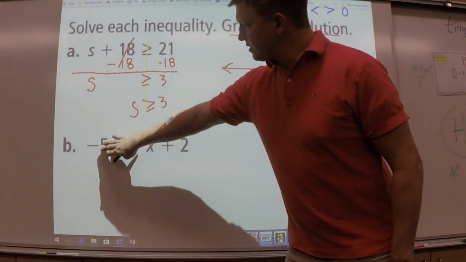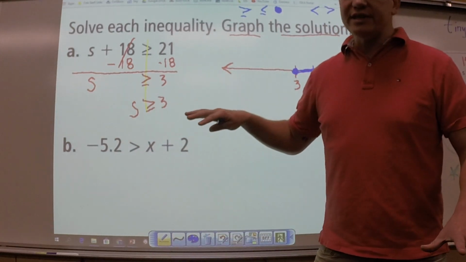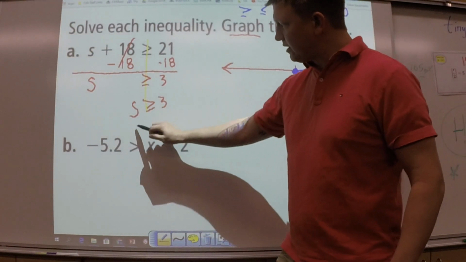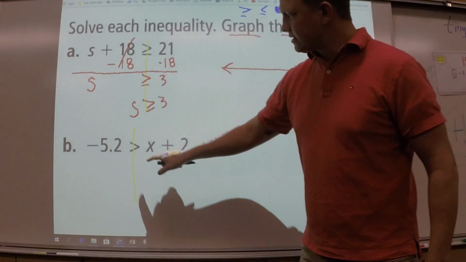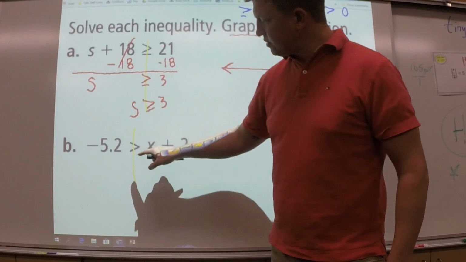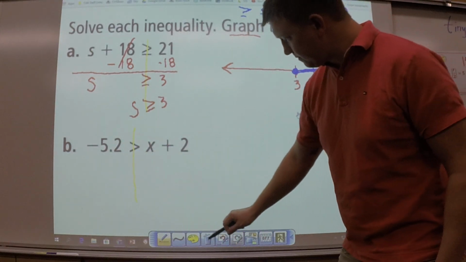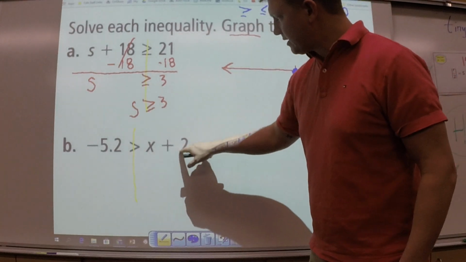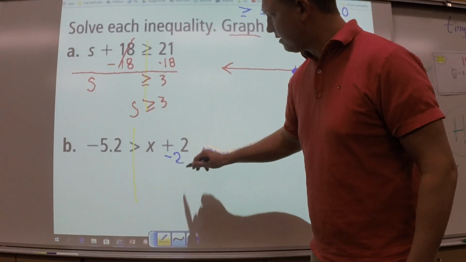All right. What about this one? The x is on this side. No big deal if the x is on that side. All we do is we have two sides again, right? Here's my two sides. This I would read as negative 5.2 is greater than x plus 2. All right, and I'm going to solve by subtracting this 2 right here.